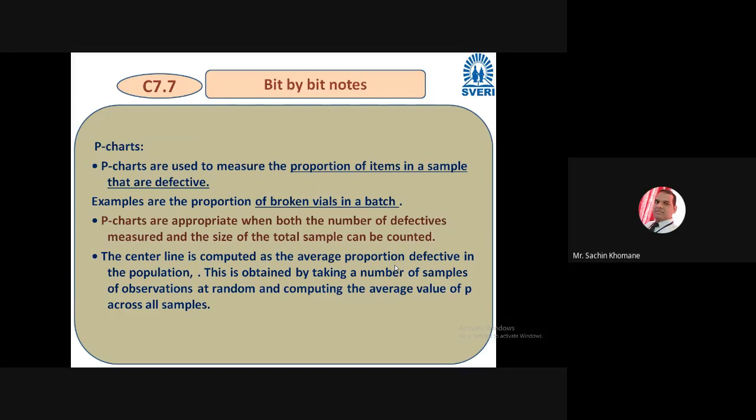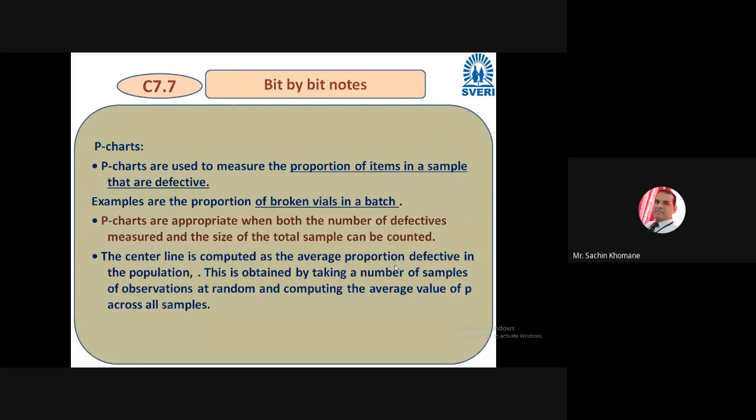For example, vaccines are coming to us now. How many bad samples of Covid vaccine are coming? So with that example, you people can draw the P chart. The proportion of broken vials in a batch. Of the medicine bottles that come, how many are broken? Out of 100, only 2. How many vaccines are coming defective? 1%, 2%, 3% are getting spoiled, right? So in that case, P charts are implemented.